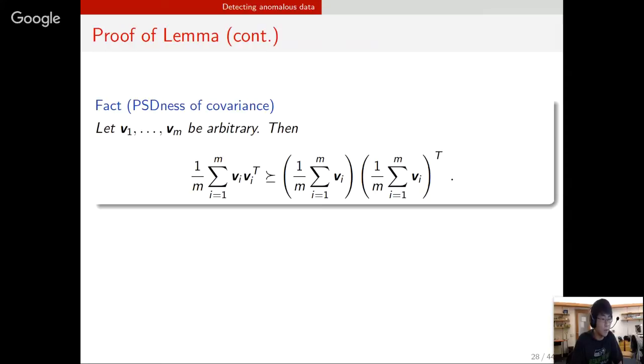Right, so hopefully this is understandable. It might look a bit complicated, but it's really just a natural generalization of the univariate fact that the expectation of x squared is greater than the expectation of x, quantity squared. Okay, and you prove it the same way.